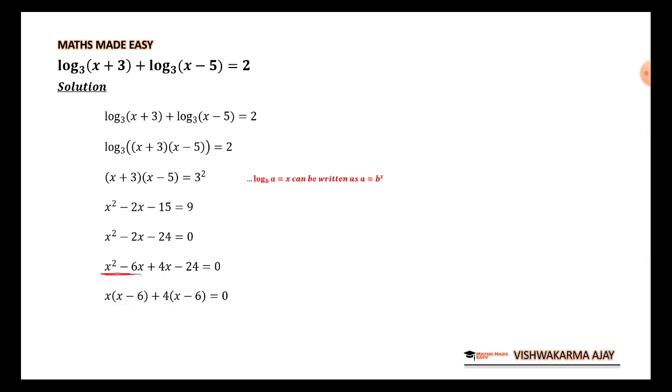I can take x common, x minus 6. I can take 4 common, x minus 6. I can take x minus 6 common, so I have x minus 6 times x plus 4 is equal to 0. Now what? X plus 4 is equal to 0 and x minus 6 is also equal to 0. Shifting 4 to the other hand side and 6 to the other hand side, the value of x is equal to minus 4 and the value of x is equal to 6.